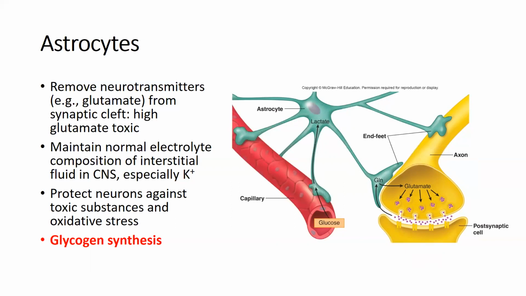They maintain the normal electrolyte composition of the interstitial fluid in the nervous system, all right, especially the levels of potassium. So they help to regulate the levels of potassium, and sodium to a lesser degree, that is found in the interstitial fluid, or around the neuron, sorry, that's the interstitial. They protect neurons against toxic substances and oxidative stress.